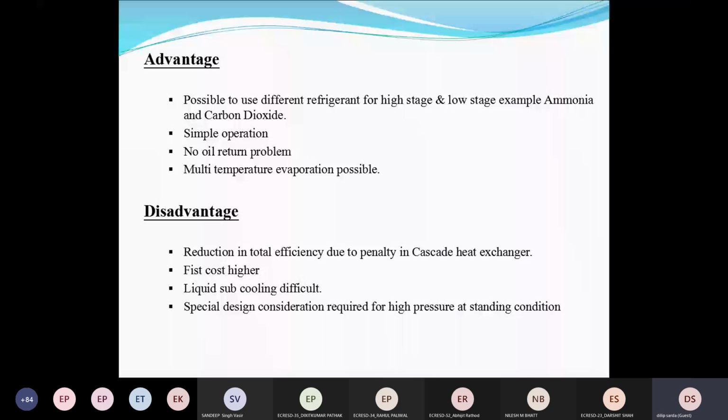That I tried to explain to you. For the standing condition, a special design condition is required with a safety valve and safety system, and in case of pressure increasing, a secondary refrigerant system is required.